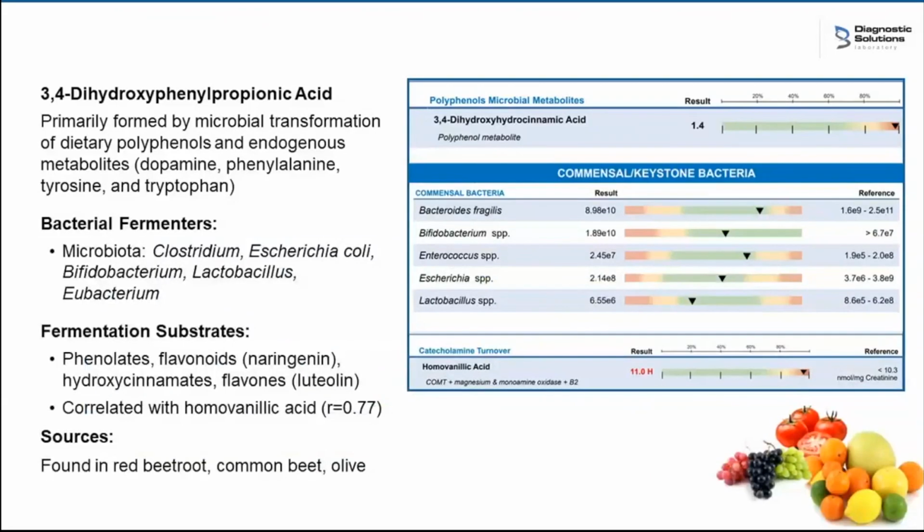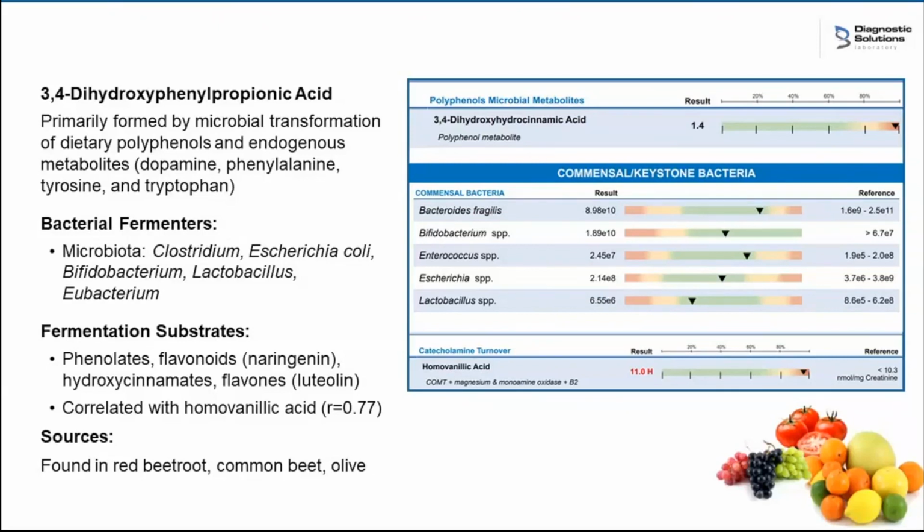So here are a few that are big in the research, and I'm looking at those. 3,4-dihydroxyphenylpropionic acid is primarily formed from microbial transformation of dietary polyphenols. It can also come from metabolites like dopamine, phenylalanine, tyrosine, and tryptophan. Those are phenolic compounds, so they can get caught up in this. But just like the breakdown products that we looked at for phenylalanine and tyrosine can be impacted by polyphenols, this can also be impacted by these compounds. But primarily 3,4-dihydroxyphenylpropionic acid is going to be a breakdown from polyphenols.